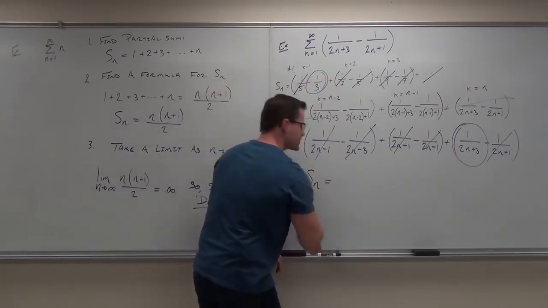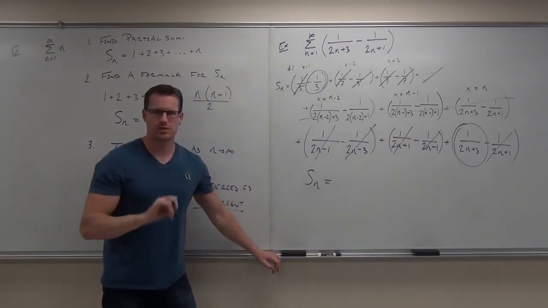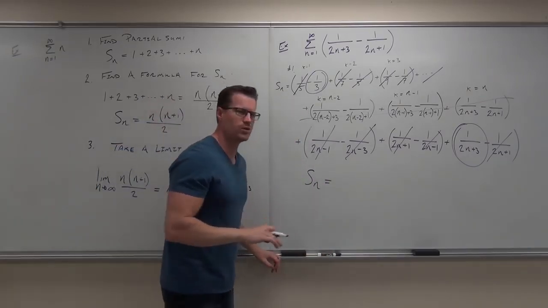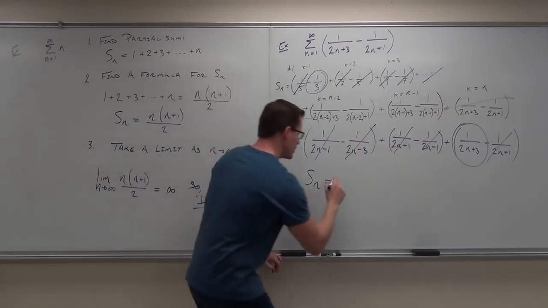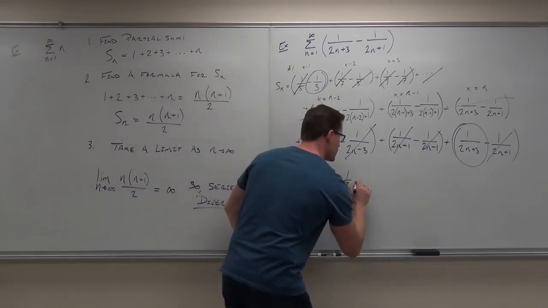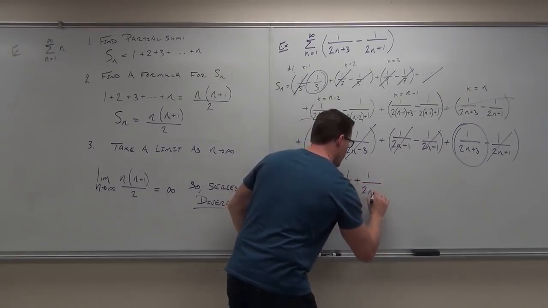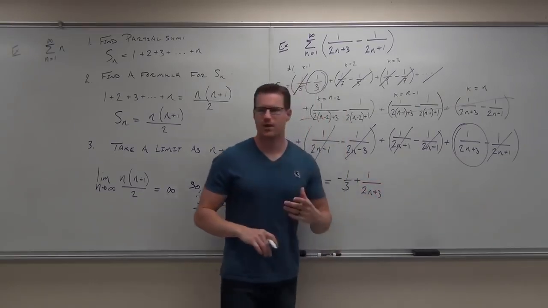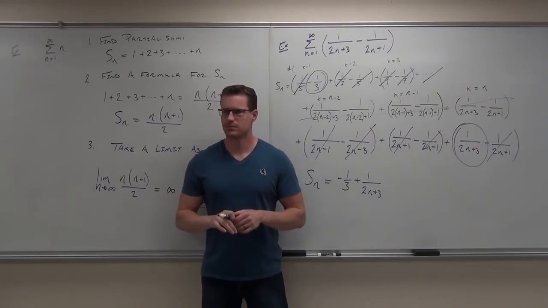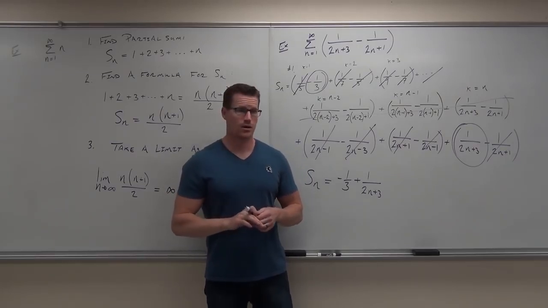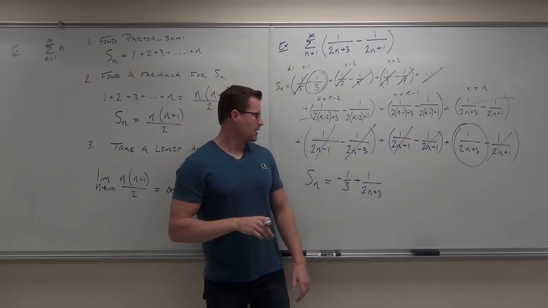What are the only things that are going to be left in our partial sum? 1/3 and, oh, no, it's not 1/3. Negative 1/3. And 1/(2n plus 3). Do you understand that every other fraction in this problem is gone? They're all gone. Everything else, gone.